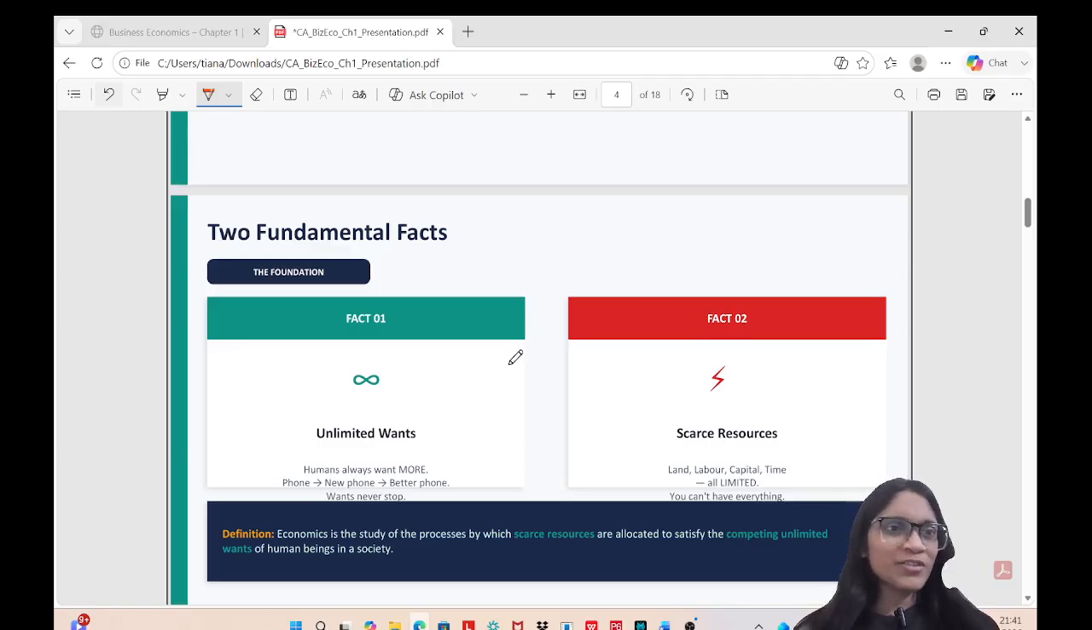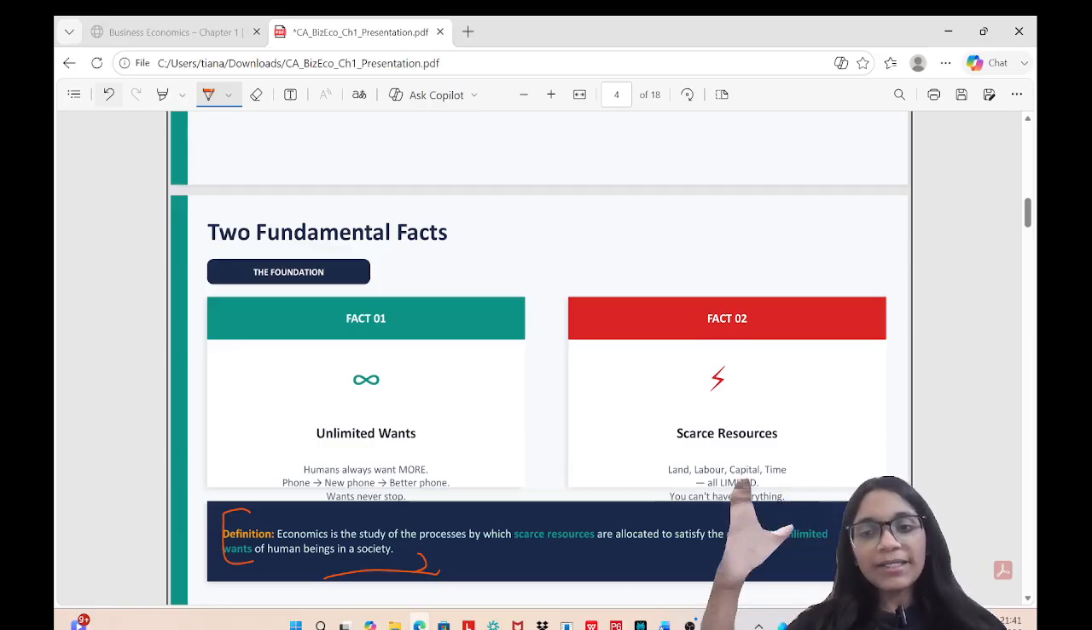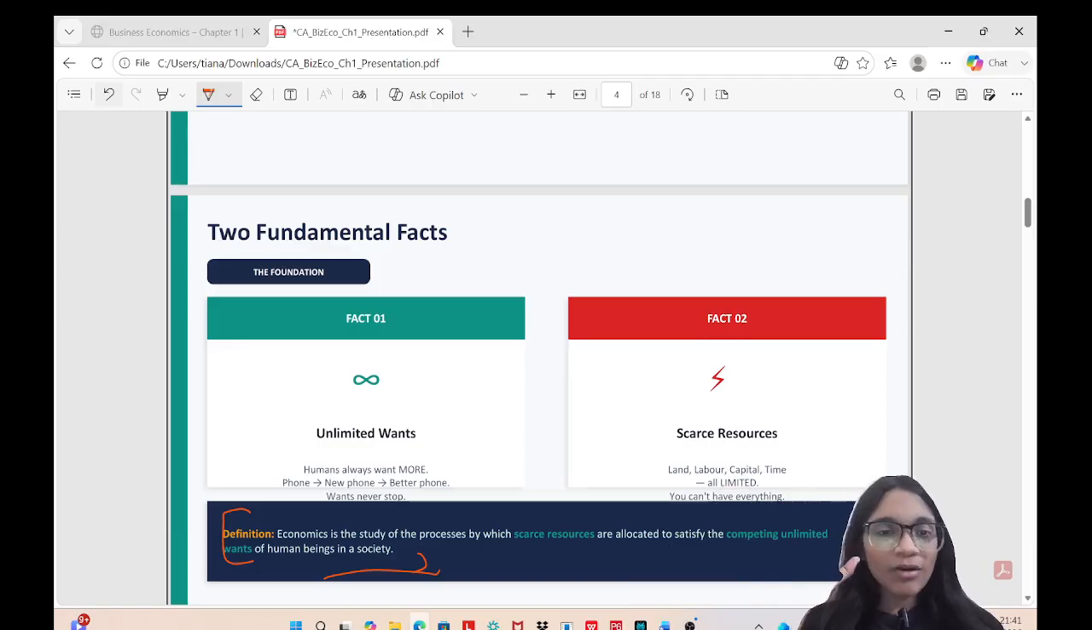But what? Resources are scarce, right? We have limited money. We have limited pocket money. Parents' income is limited. Water, oil, natural resources, all are limited. That's the scarcity, right? So let's move on to the ICAI definition. What does it say? Economics is a study of the process by which scarce resources are allocated to satisfy the competing unlimited wants of human beings in a society.